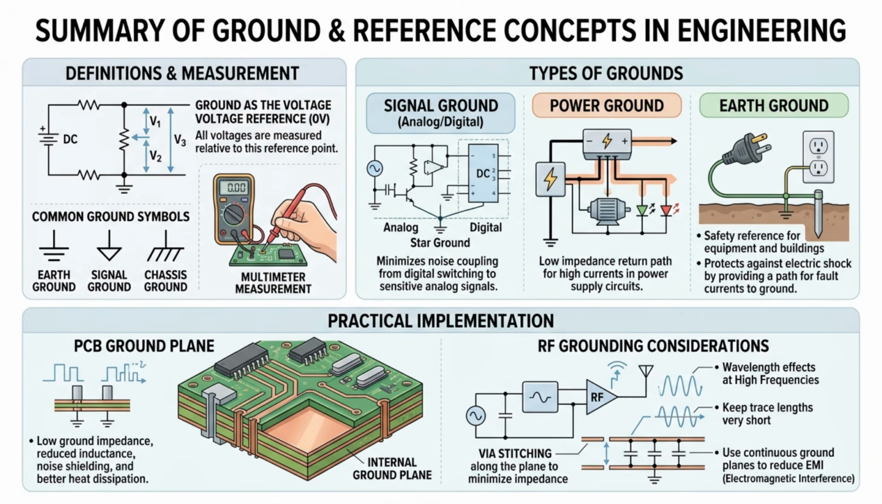So today, we learned that ground is not a destination for electricity, but a reference point used to define and measure voltage. Understanding ground helps engineers analyze circuits, make accurate measurements, and design reliable electronic systems. In the next video, we'll explore real battery behavior and learn why real batteries are very different from the ideal voltage sources shown in basic circuit diagrams.